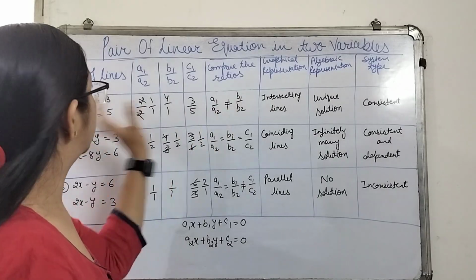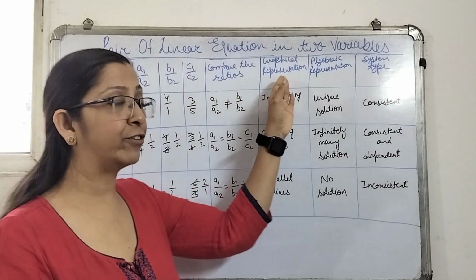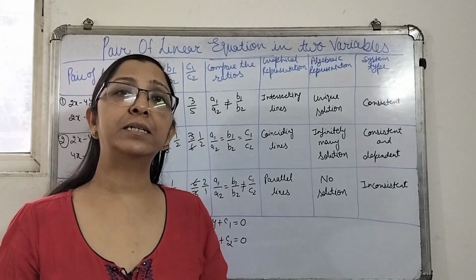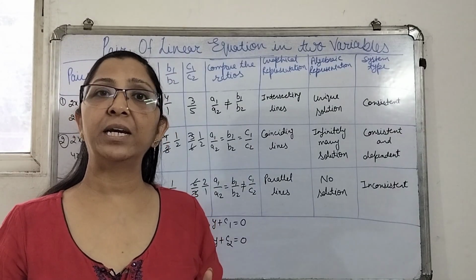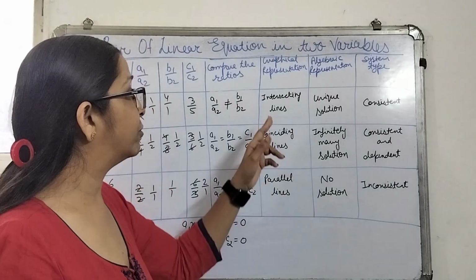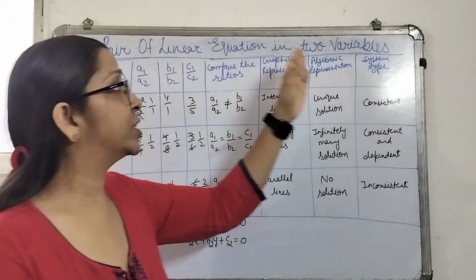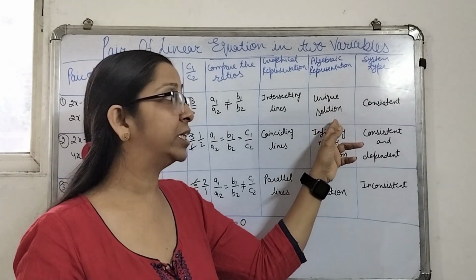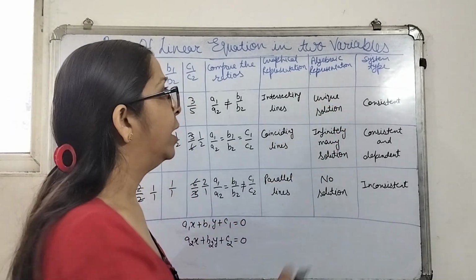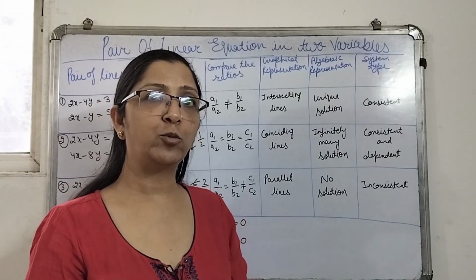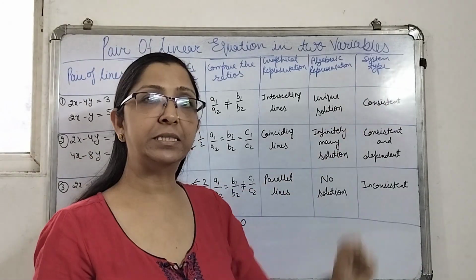If we plot these types of equations graphically, we will see that these lines will be intersecting lines. That means they will have a unique solution. They will be intersecting at a point. And if we solve these equations using the algebraic method, then we will get a unique solution for these equations. And the system type will be consistent because we have the solution of these equations. So the system type will be consistent.